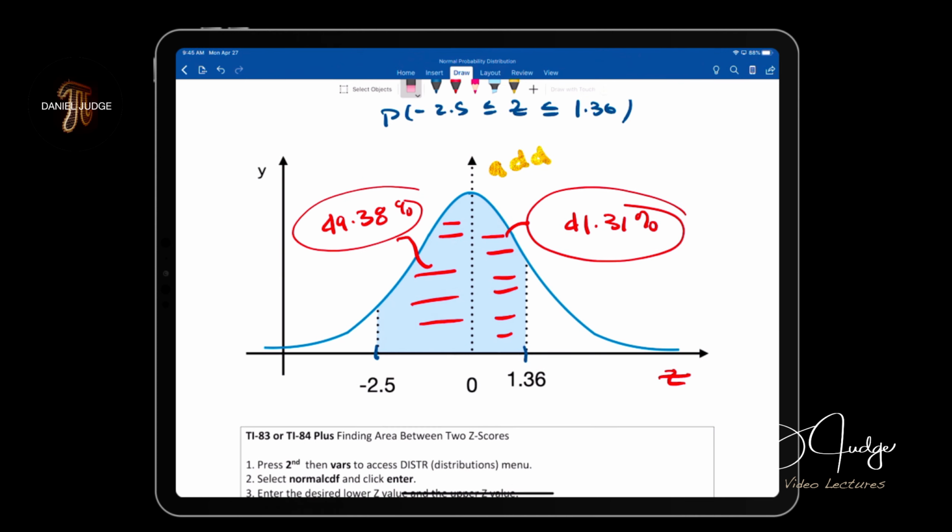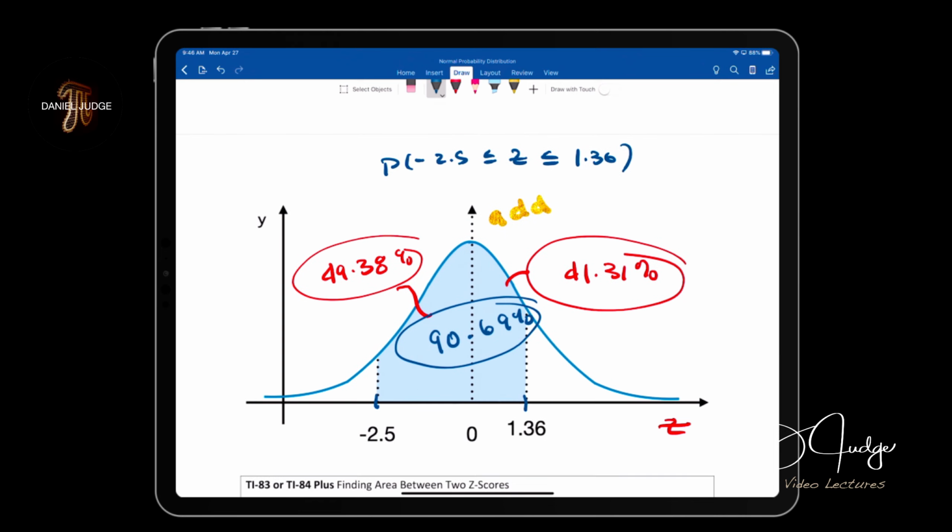So let me erase this. Let's put this, maybe 90.89% of the bow. 90.89%. I don't know if you guys can see that in gold. Is it 8.9 or 6.9? Oh, 6.9. Let's put a 6. And, you know, that's in gold. It looks a little tacky. Sorry. %. That's the percent of the bow that's shaded between negative 2.5 and positive 1.36.